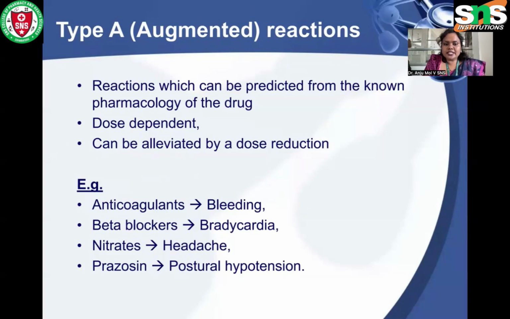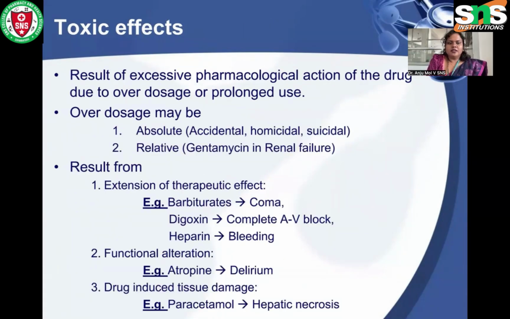Examples: anticoagulants. If we use anticoagulants, the possible ADR is bleeding. In case of beta blockers, it is bradycardia. When we take nitrates, chances of having headache is normal. Prazosin, that is postural hypotension. Now let's see some toxic effects.